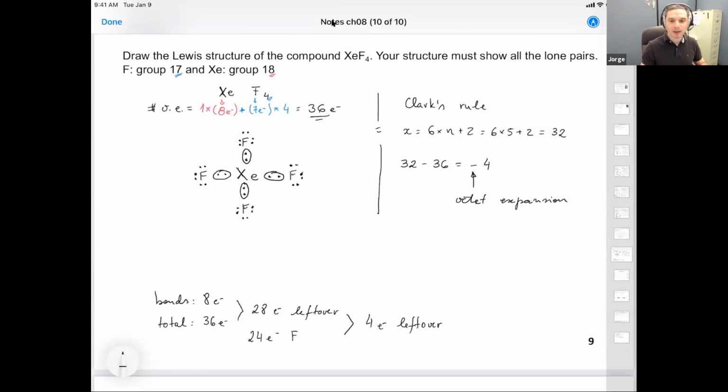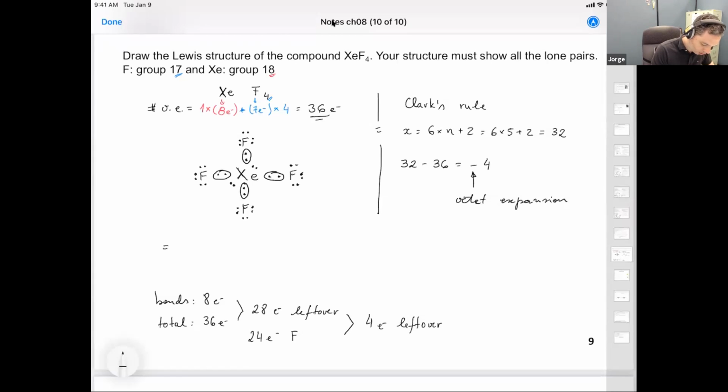Those electrons need to be accommodated by someone. The only option here is to be accommodated by xenon. So therefore, xenon will take the remaining 2 pairs of electrons. Therefore, there is expansion of the xenon octet.